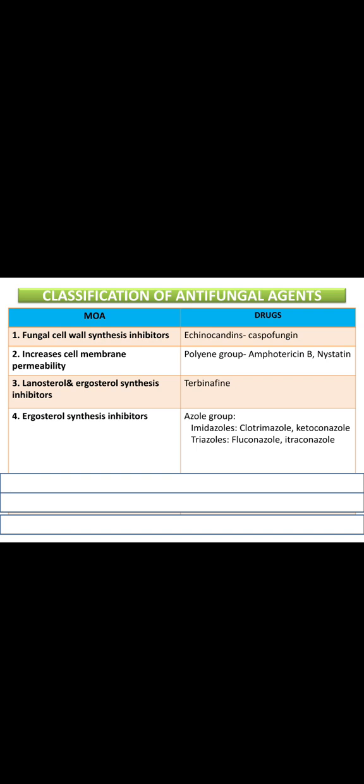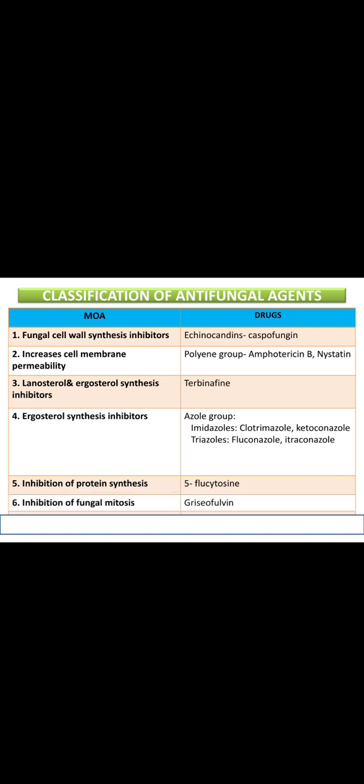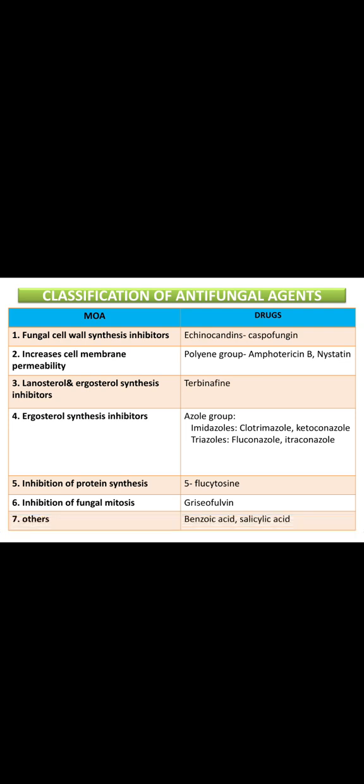And next one is ergosterol synthesis inhibitors, which include the imidazole group of drugs such as clotrimazole, ketoconazole, and triazoles such as fluconazole and itraconazole. Next one is the agents which inhibit protein synthesis. Example is 5-flucytosine. Next one, the agents which inhibit fungal mitosis. Example griseofulvin. Others include benzoic acid and salicylic acid.